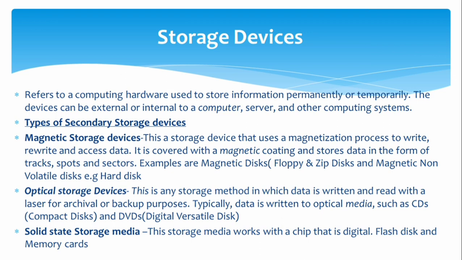Hard disks nowadays are solid state. We have two types of hard disks. You have the modern one, which is solid state, and you also have the older one, which is under magnetic. So a flash disk is under solid state. Compact disks and DVDs are under optical. And then the floppy disk, which is outdated, and the old hard disk are under magnetic.